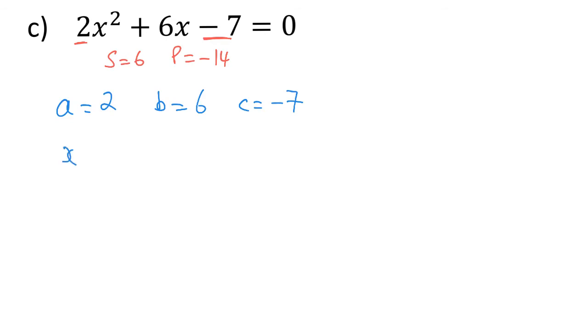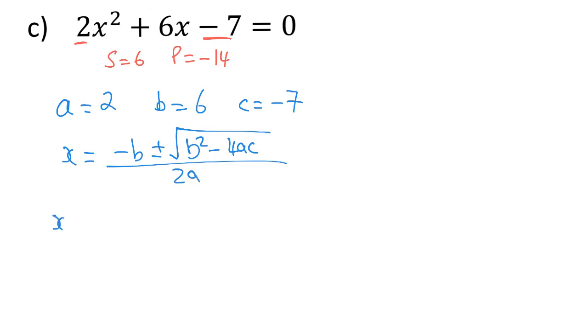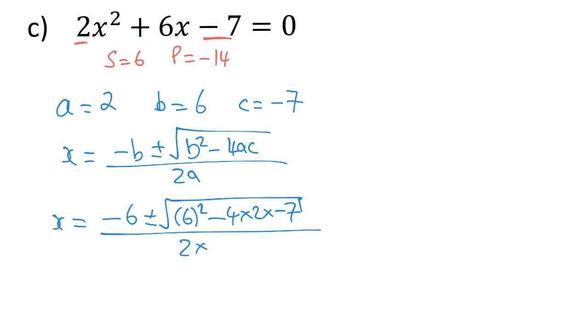So the quadratic formula is x equals minus b plus or minus the square root of b squared minus 4ac all over 2a. So substituting in our values, we get x equals minus 6. So if b is 6, minus b is minus 6. Plus or minus 6 squared minus 4 times 2 times minus 7. And it's the square root of that over 2 times 2. So x equals minus 6 plus or minus the square root of 92 all over 4.